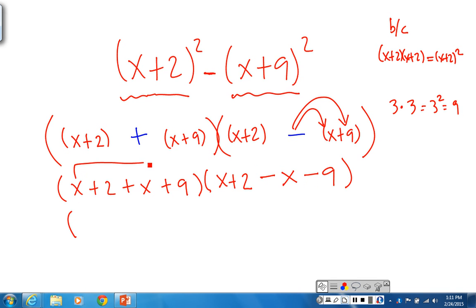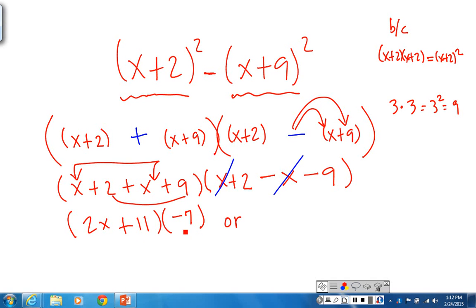Alright? We have like terms x plus x, which is 2x, plus 2 plus 9 is 11. Next you have x minus x, which cancels, and you're only left with a negative 7. So your answer is 2x plus 11 times negative 7, which I like putting in the front. So negative 7 times 2x plus 11. Both are correct. I just prefer negative 7 times 2x plus 11.